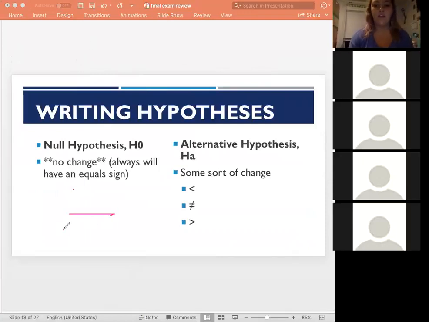And then you're always going to have some sort of change over here for your alternative hypothesis. You're never going to have an equal sign here. Also, don't get tripped up: you can't have something like this, because that still has this part down here, and that means equal to. That's saying there is a possibility that it is equal to, which isn't true. So that's how you would write hypotheses.